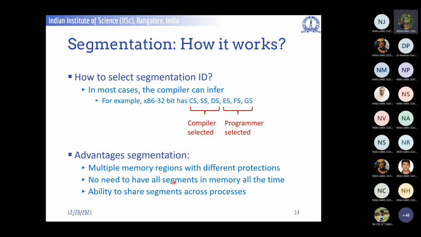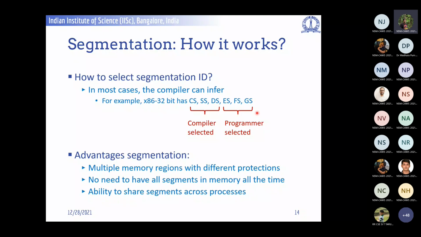So in, say, x86 32-bit systems, there were segments, like code segments, stack segments, data segments, and also some other segments like extra segments, ES, FS, GS, and so on. And how do you select the segment ID? Some of them are selected by the compiler. Some, the programmer has to select.